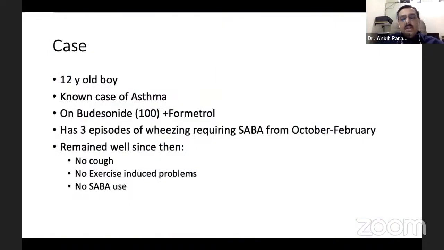Now, let's look at a follow-up case. So this 12-year-old boy is a known case of asthma, is on budesonide formoterol 100 micrograms. Now, this child comes from somewhere in Assam, and so we saw this child somewhere in June. So 3 episodes of wheezing, they said, from October to February. But after that, the child has been well. So there's no cough, there's no exercise-induced symptoms, no SABA use.